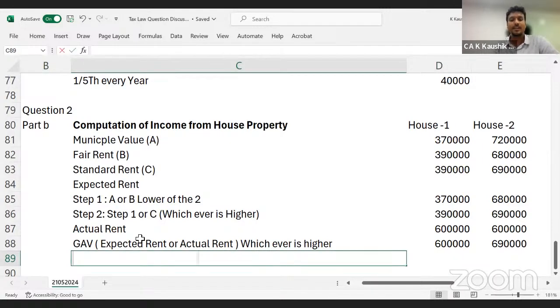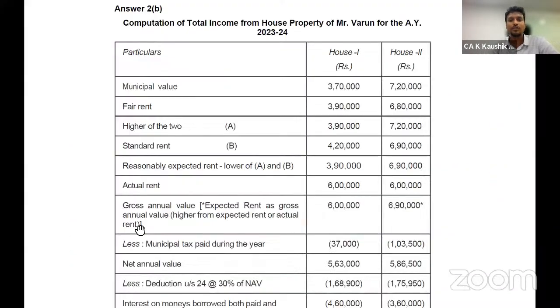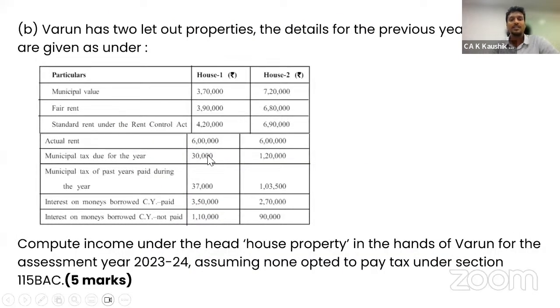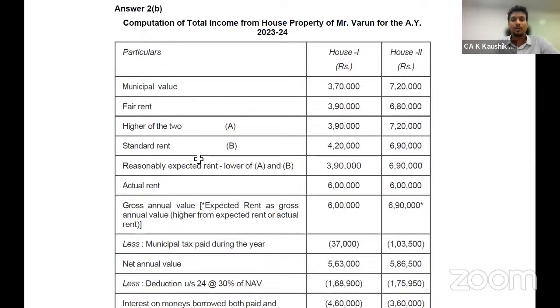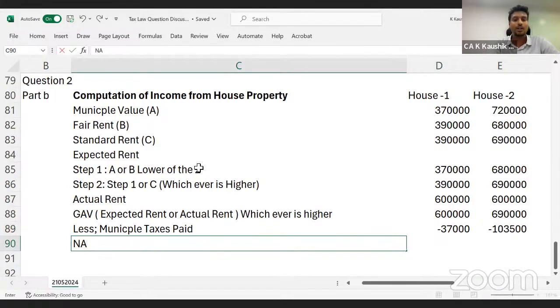Now, with this gross annual value, less municipal taxes paid. So whatever is paid will be taken. If you see here, municipal taxes due for the year is 30,000, 1,20,000. What is due, you can leave. But what is actually paid? Municipal tax of past years paid during the year, 37,000 is paid. This year they have not paid, it is only due. So you will not take 30,000 and 1,20,000, which are due for the year but not paid. But last year's you have paid this year. So you will take 37,000 and 1,03,500 as your deduction. So minus 37,000 and minus 1,03,500. That will give me net annual value.